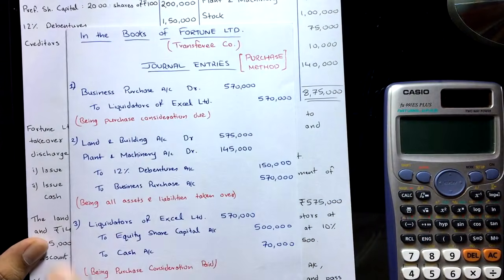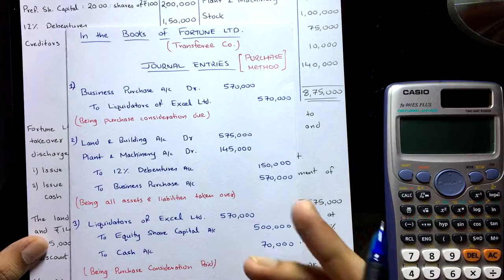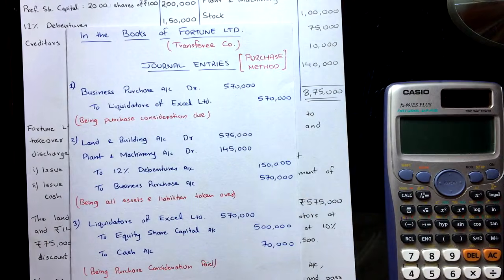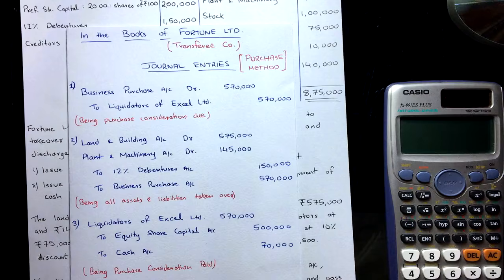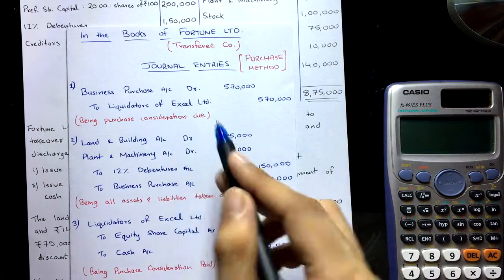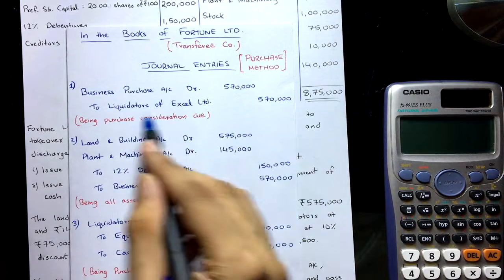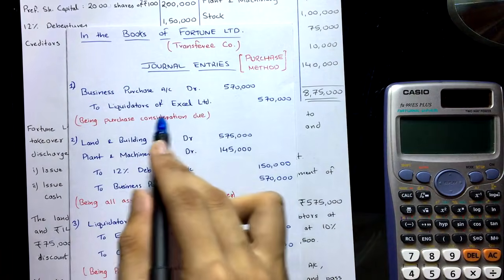So in the third entry, we make the payment. Now this is a simple problem. There are only 3 entries over here. In the third entry, we are making the payment of purchase consideration to the liquidators. Here you accepted that you have to pay the liquidator. Liability was increasing, so you credited the liquidators of Excel Limited.